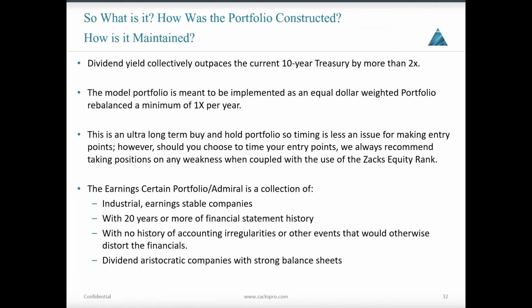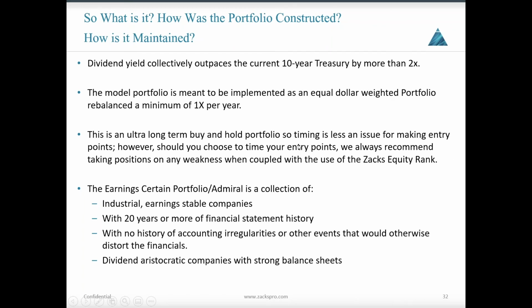The dividend yield is obviously outpacing the 10-year Treasury by a factor of 2x. It's meant to be implemented as an equal dollar-weighted portfolio, and rebalance is only necessary one time a year. Most of these companies in these portfolios, when they take off, tend to run for 6 months to 9 months. So if you're just rebalancing every quarter, I've done all the back testing on the rebalance periodicity, and you're literally just taking away your own returns by rebalancing it too frequently.